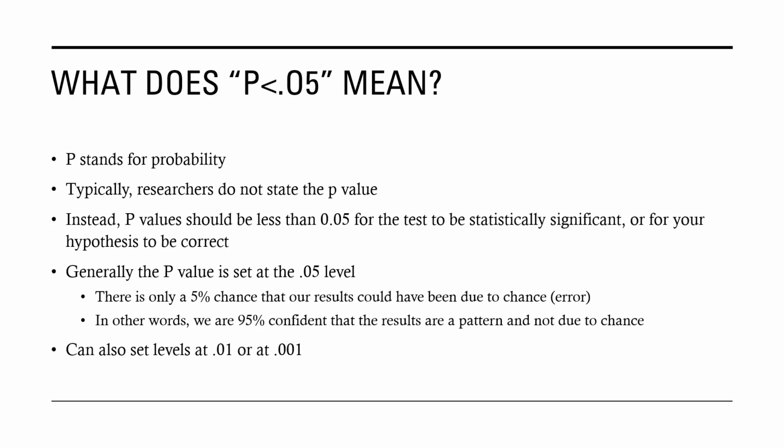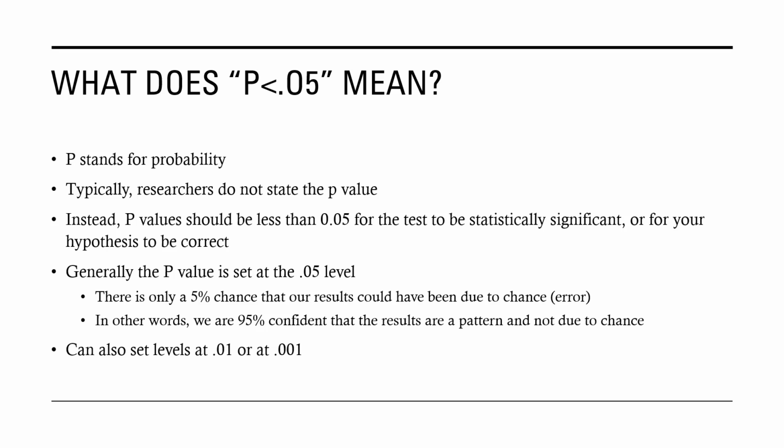And what that means, if you think about the 0.05 as a percentage, is that there's only a 5% chance or less that our results could have been due to chance or due to error. Now, in other words, if we look at this from the flip side, it means that we're 95% certain or confident that the results represent a true relationship or a pattern and are not due to chance. Now, as I mentioned before, for a lot of social research, the p-value is set at 0.05 or below.